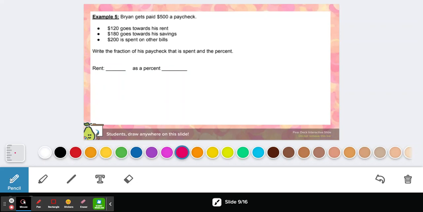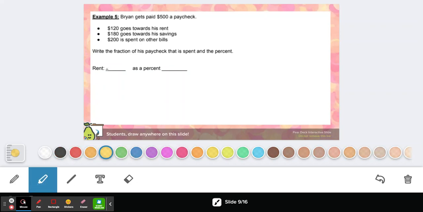So I really need you guys to pay attention to this example 5 because it's really different from what we've been working with. It says Brian gets paid $500 a paycheck. We know part of that paycheck goes to his rent, 120. 180, which is another part, goes to his savings. Part of it, which is 200, goes into other bills. Okay, so that is what he is doing with his money.